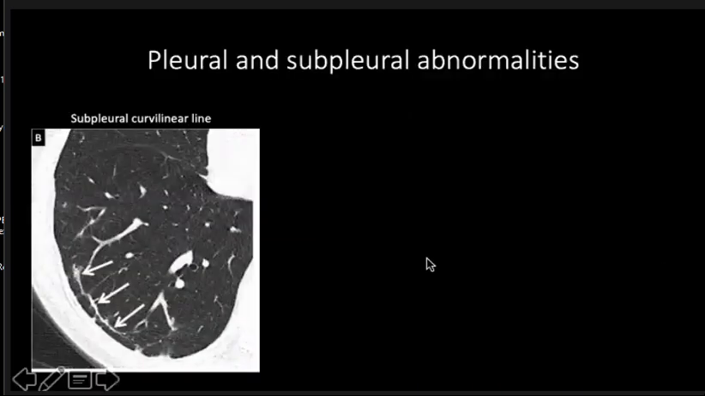Next are pleural and subpleural abnormalities. The first is the subpleural curvilinear line, which is a thin curvilinear opacity with a thickness of 1 to 3 millimeters, parallel to the pleura and less than 1 centimeter from the pleural surface. It is related to edema or fibrosis.